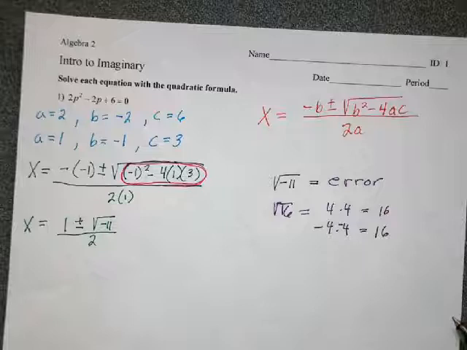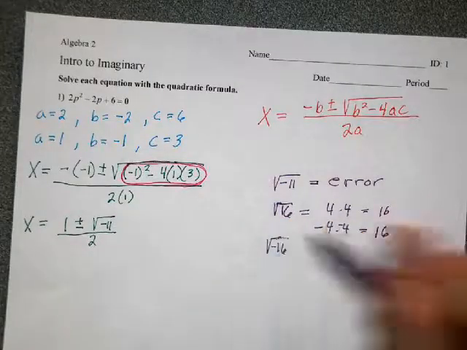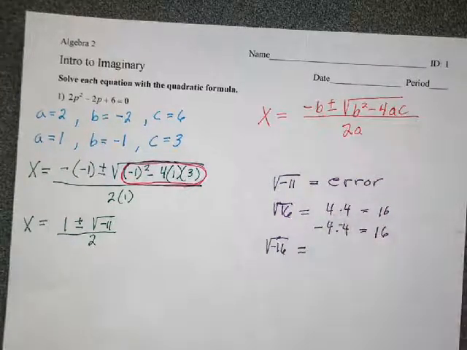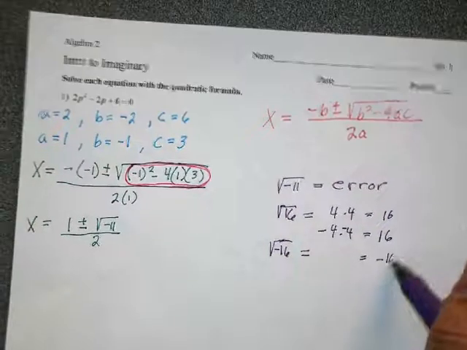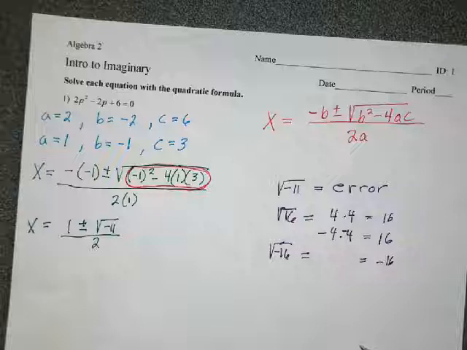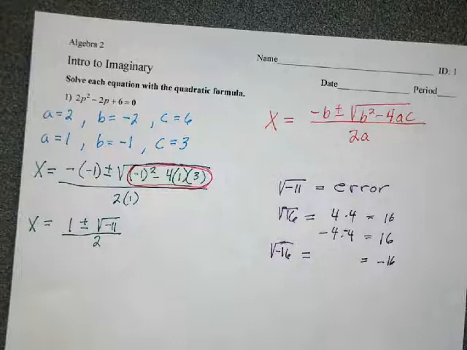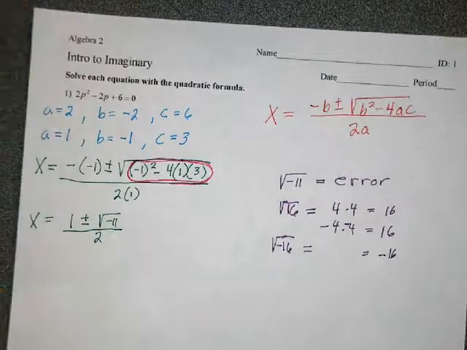But if we were trying to take the square root of a negative 16, what two numbers am I going to multiply together, the same number, that's going to give me a negative 16? There is none. That was excellent, Jared. Good job.